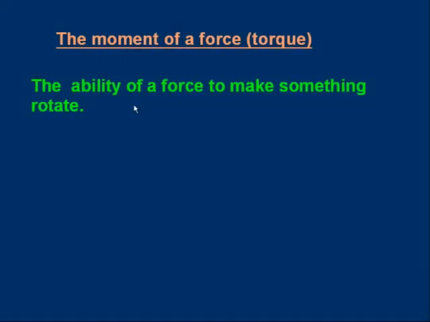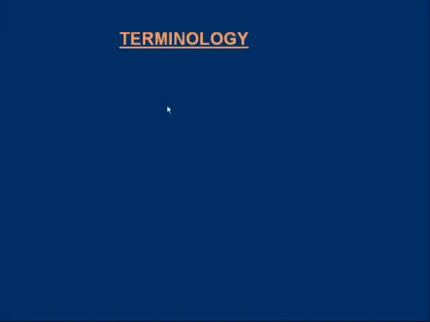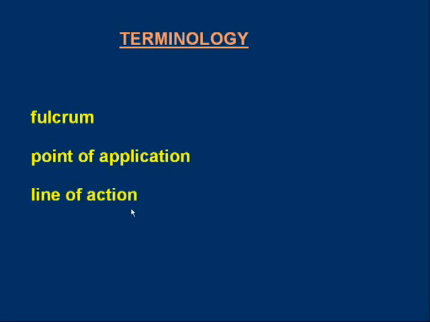Now, when doing calculations, we either use m for momentum or the Greek letter tau, this funny looking t. I'm going to be using the t. I prefer that because the m looks much like mass, so I don't like it that much. First, the terminologies, and the better you understand these, the better you get. And these include the fulcrum, point of application, and the line of action of a force.